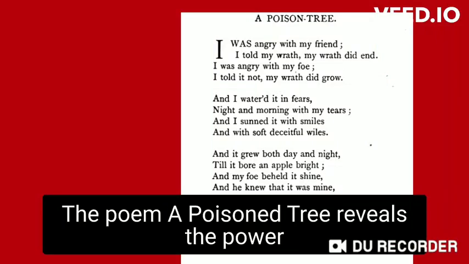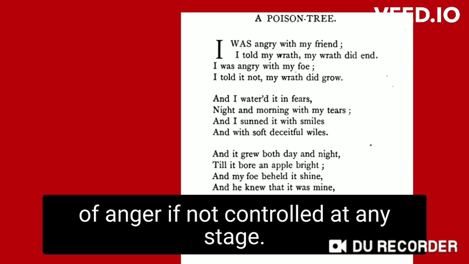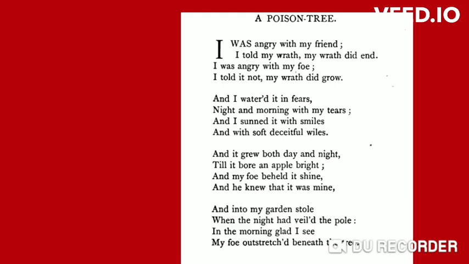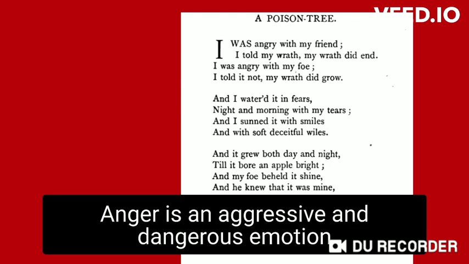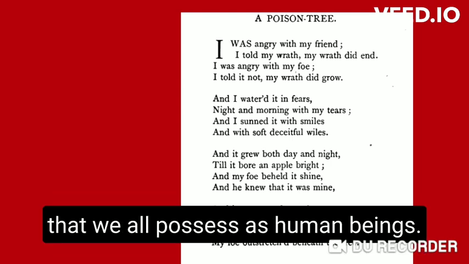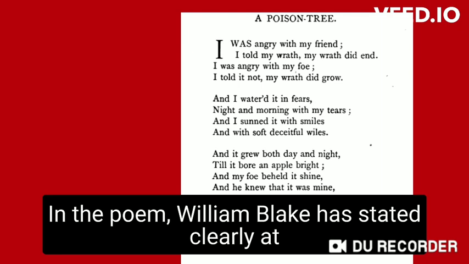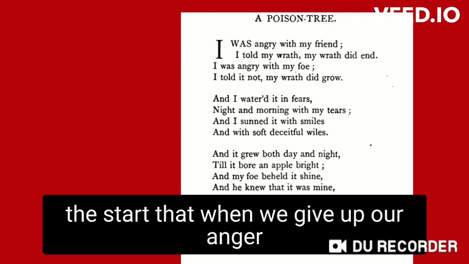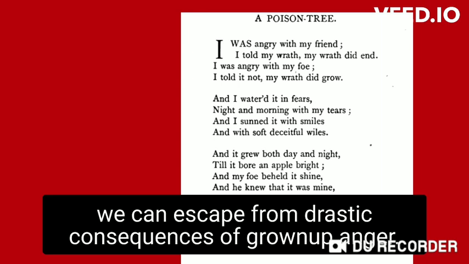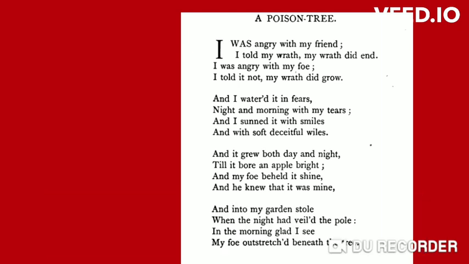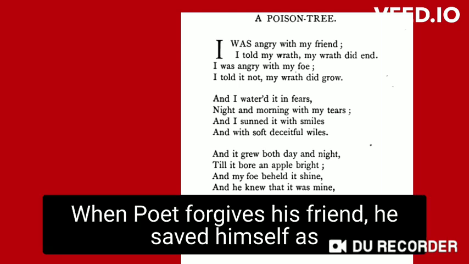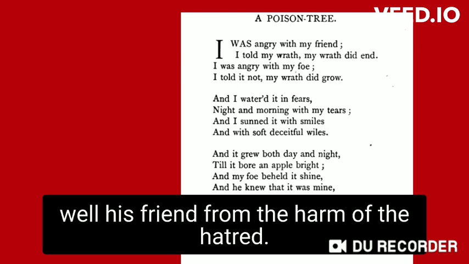The poem A Poison Tree reveals the power of anger if not controlled at the initial stage. Anger is an aggressive and dangerous emotion that we all possess as human beings. In the poem, William Blake has stated clearly at the start that when we give up our anger, we can escape from the drastic consequences of grown up anger. When the poet forgives his friend, he saves himself as well as his friend from the harm of the hatred.